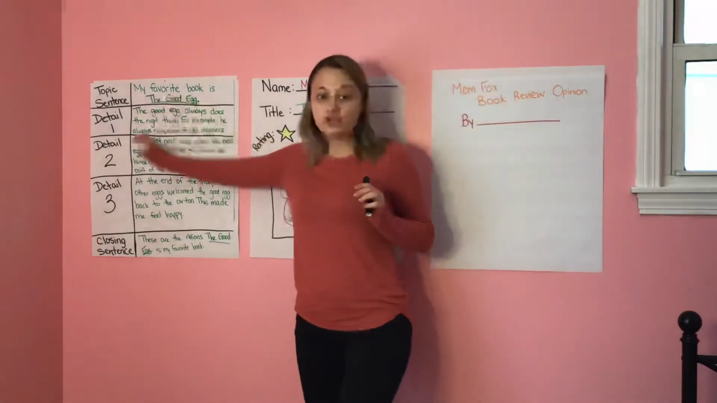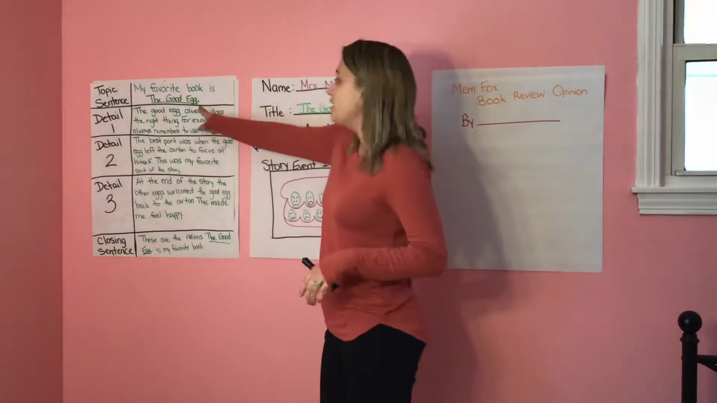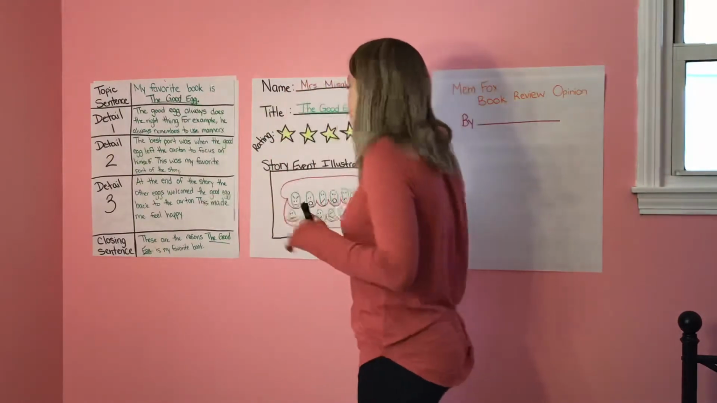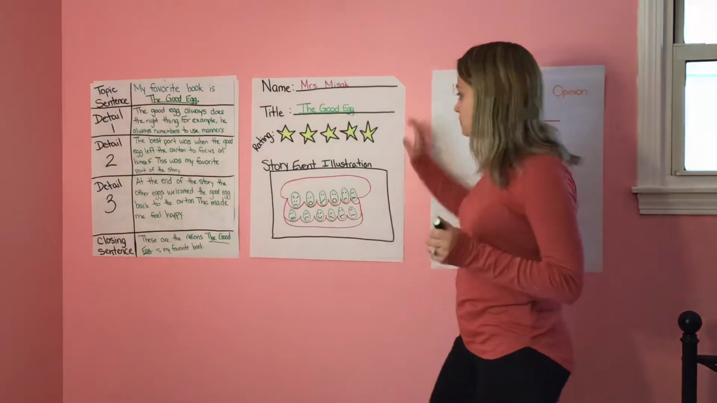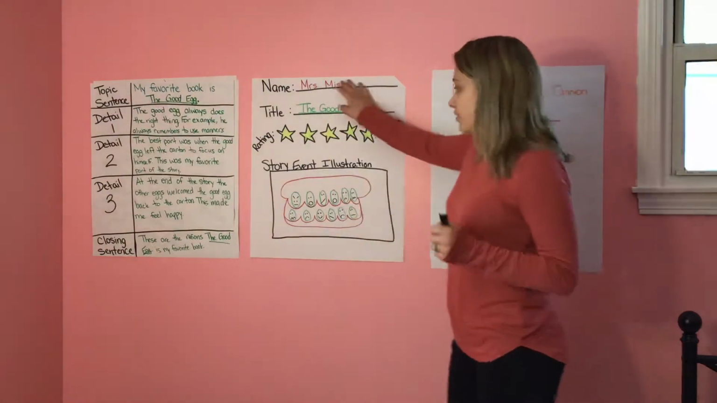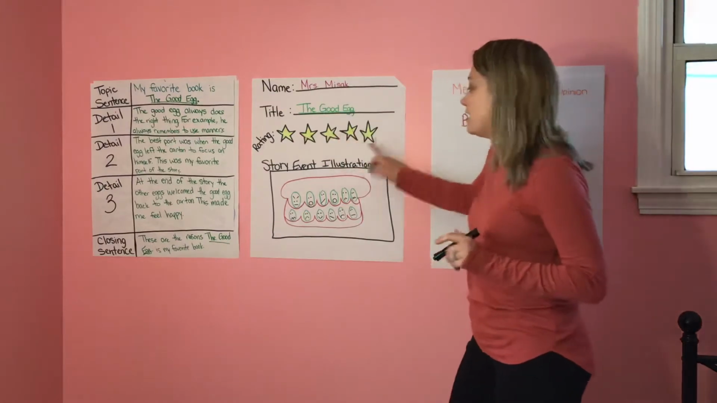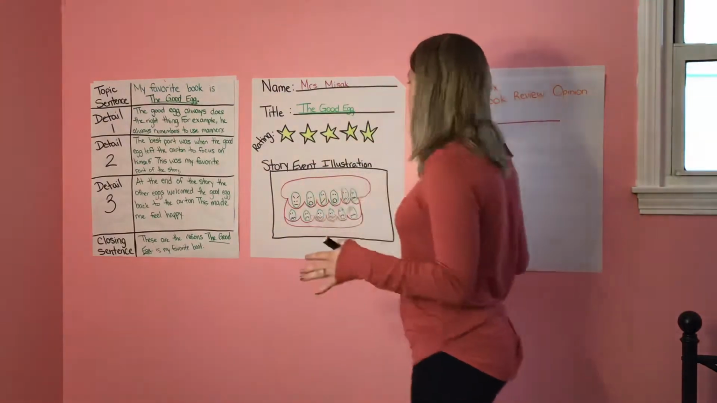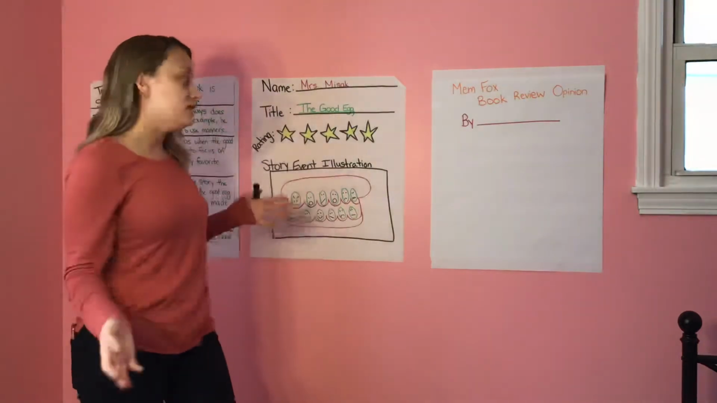So you've picked your favorite MemFox book, and we already talked about how I was doing just my favorite book. You've filled out your graphic organizer with the reasons why it's your favorite. You've done your title page with your name, the title, what you rated it, and then a picture of something from the story. And today's lesson is where you put it all together.